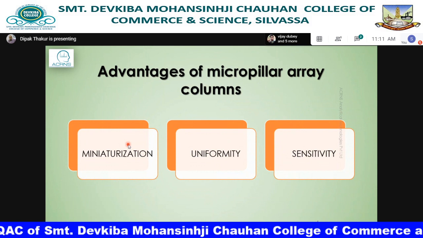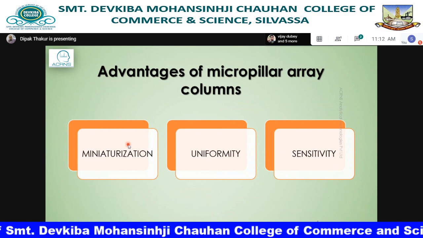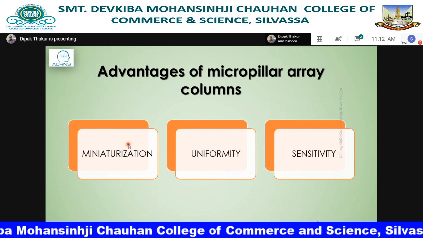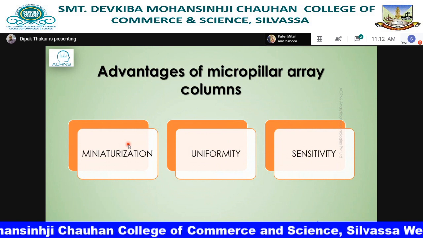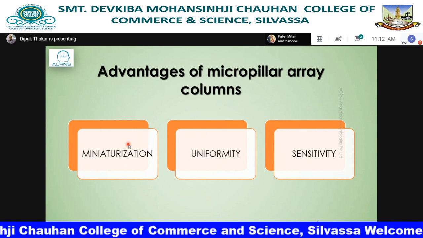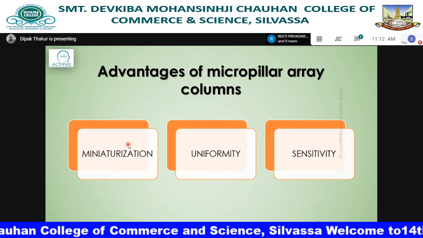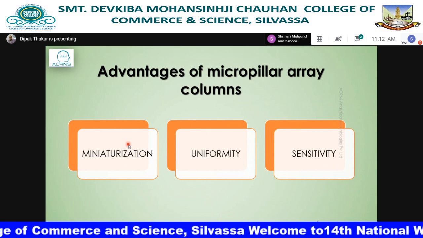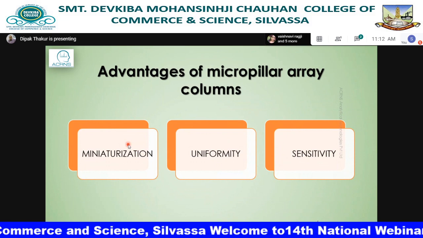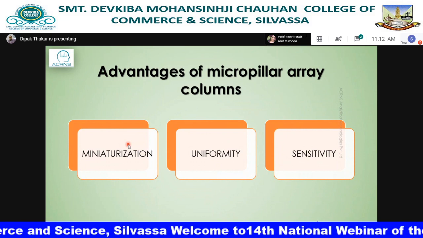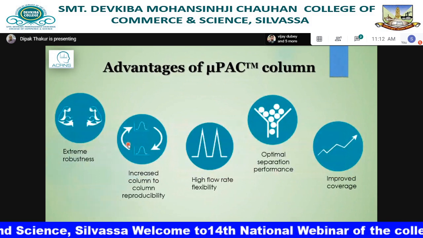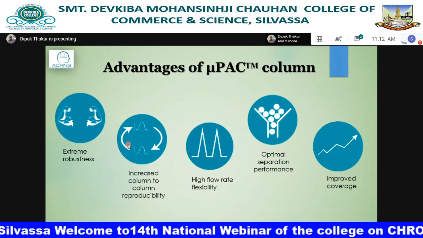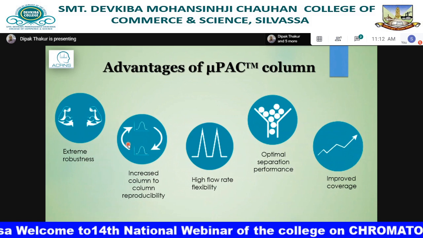When we connect these columns to mass spectrometry, the benefit is, I'm going to show you how use of these columns in LCMS helps in increased sensitivity. So you are already working on trace amount of sample, and even in that, you can look at the low abundant compounds. That's the benefit. The sensitivity is high here. So the advantages of micropack columns are extreme robustness, increased column to column reproducibility, high flow rate flexibility.